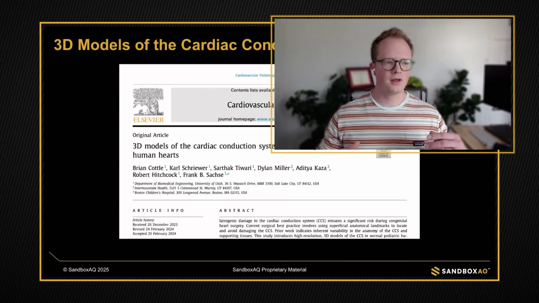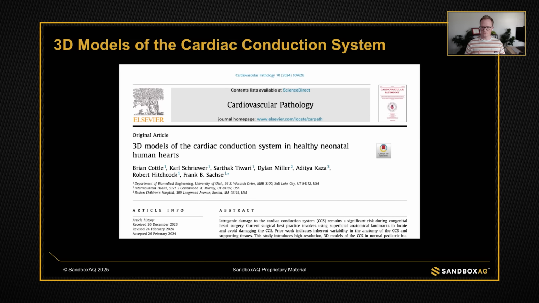We're going to talk a little bit about some of my research that I did in academia, which was really relevant for me as I pursued my career and ended up at SandboxAQ, because my research was focused on applying machine learning, more like custom machine learning algorithms on custom data sets, proprietary data sets, to cardiovascular engineering. This particular research is on building 3D models of the cardiac conduction system in healthy neonatal human hearts. We'll talk a lot about what that means, why this was important, the implications, how we did it, most importantly, and then what came of it.